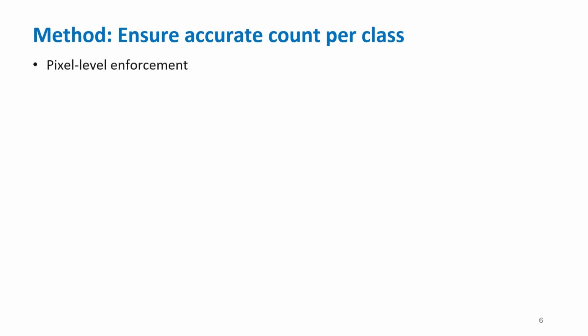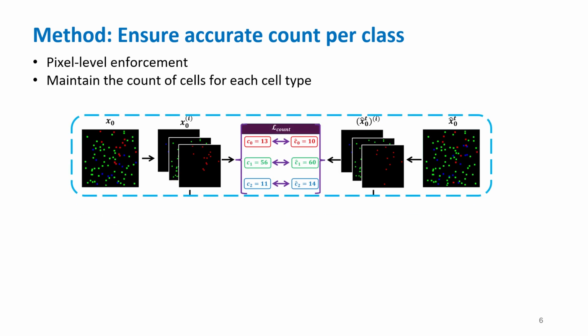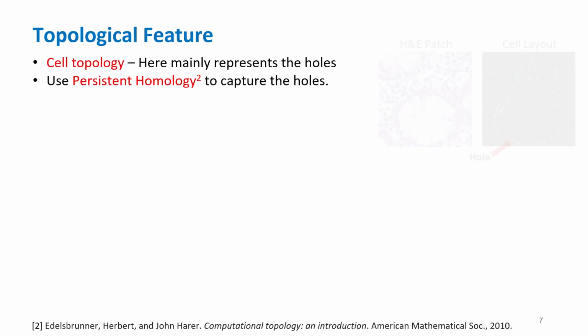Ensuring accurate cell counts at the pixel level is critical. We explicitly enforce pixel-level alignment through our cell counting laws. This law compares binarized predictions with ground truth counts, effectively preserving the correct number of cells for each cell type during the generation.